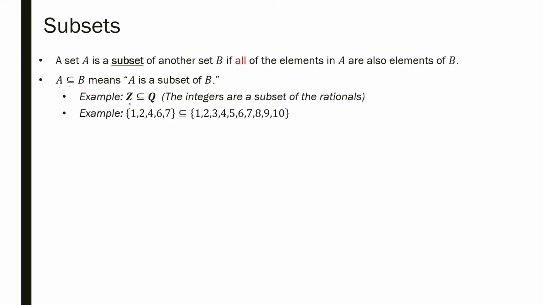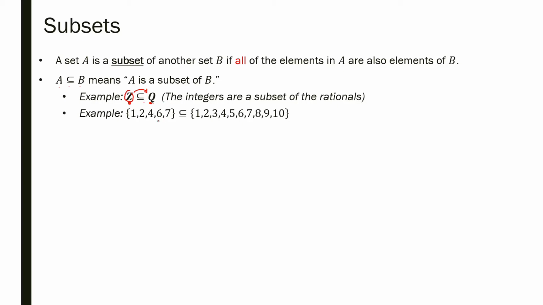So, for example, the integers are a subset of the rationals because every integer is also a rational number, right? Every element in the integers exists in the rational numbers. So you pick a number out of the integers, say 7. Is 7 also a rational number? Yes. 12 is an integer. Is 12 also a rational number? Yes. Every integer is a rational number, therefore the set of integers is a subset of the rational numbers.